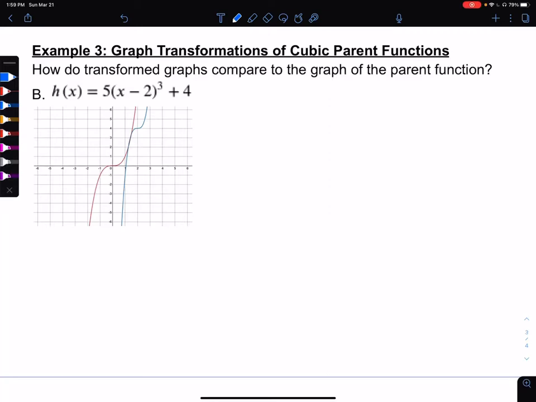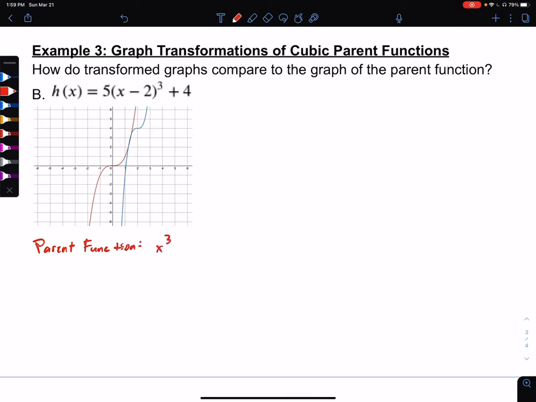In this video, we're going to look at example 3, part B, where we're graphing transformations of cubic parent functions. So how to transform graphs compared to the graph of the parent function. We're talking cubics, so our parent function, actually let me write that in red since it's in red on the graph. The parent function, remember, is just x cubed.